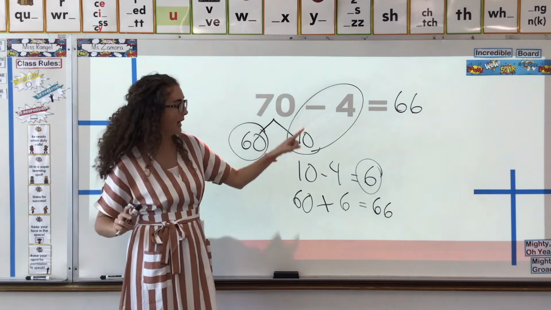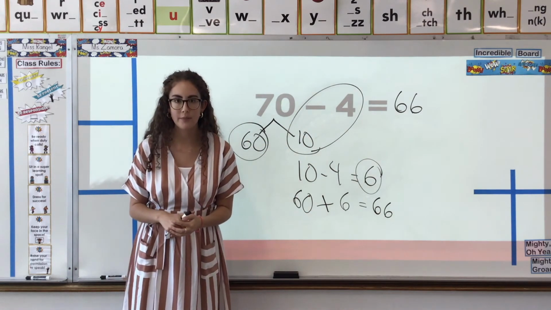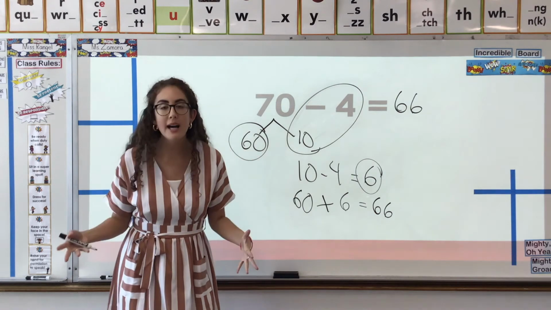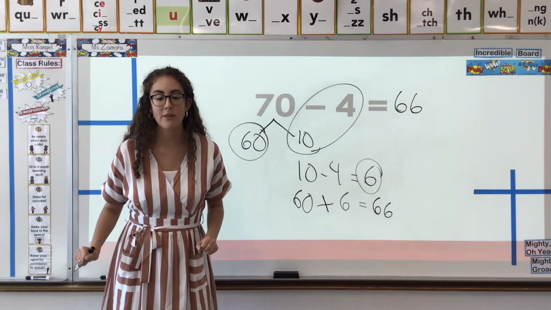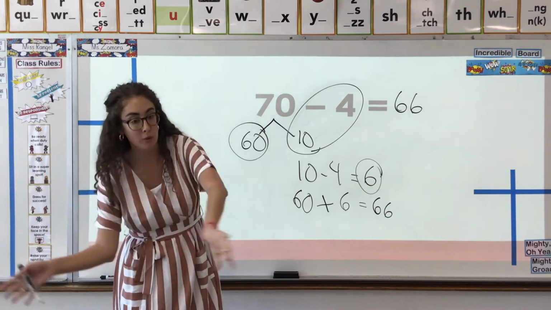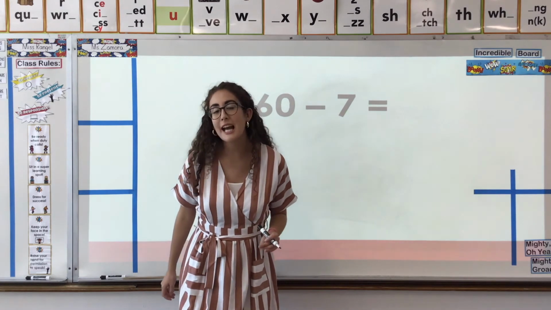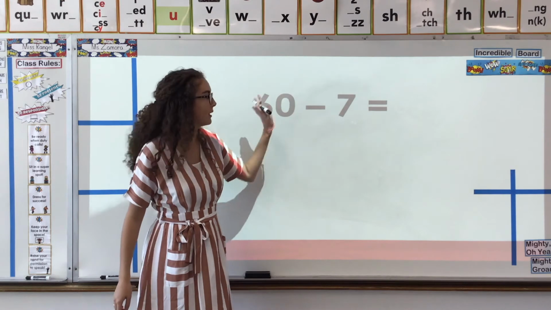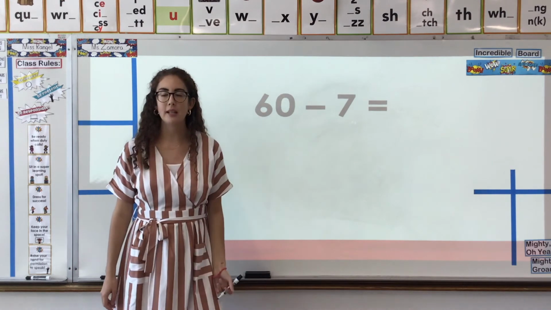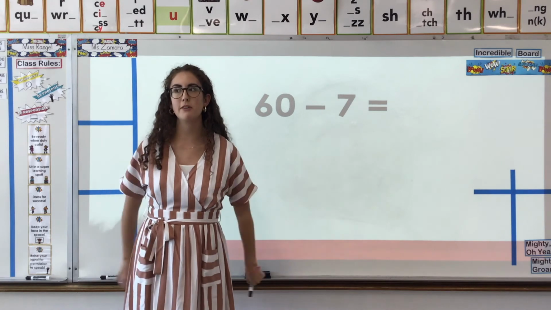Fantastic job, second grade, taking out 10 and adding what was left over. We're going to practice one more together to make sure we are on our way to mental math. Okay, are you ready? Reset. Last one, here we go. Our next problem to tackle is 60 minus 7. 60 minus 7. Okay, you tell me, what do we do first?